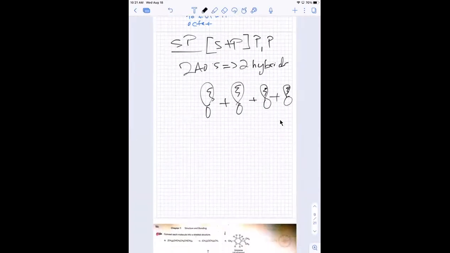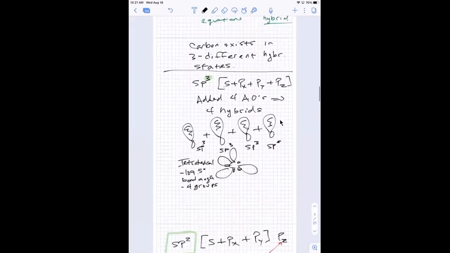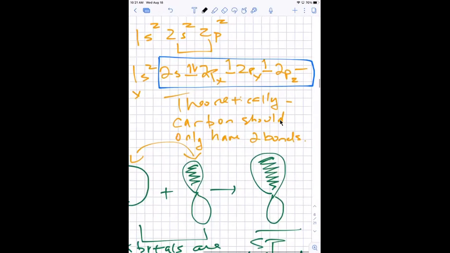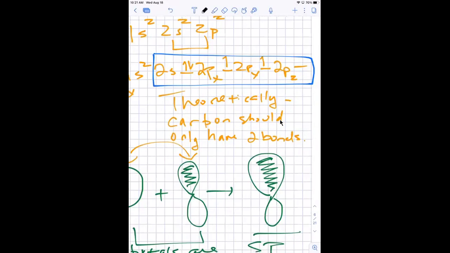I'm trying to understand the p. So where did you get the two p's from? Okay, let's go back to here. Remember we said in the valence shell for carbon, there are four orbitals total. You've got the 2s orbital, and then the three 2p orbitals, because p is px, py, and pz, so there are three p orbitals. So that's a total of four.